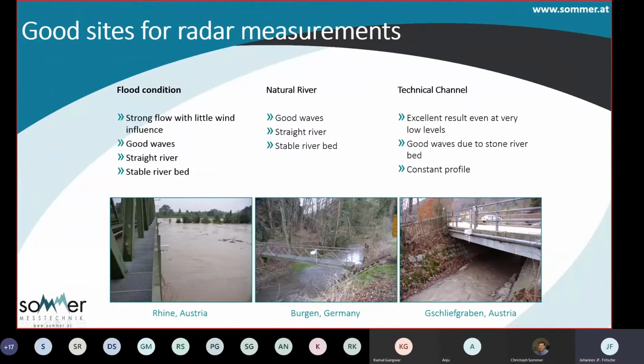the surface. And also this technical channel here, we have a very constant profile, which is constructed here with rocks on the bottom and on the walls. We have a bridge to install the instrument, and we have good waves due to the stony river bed.